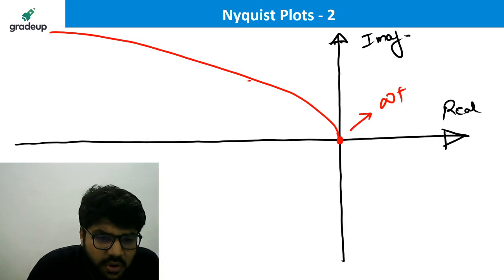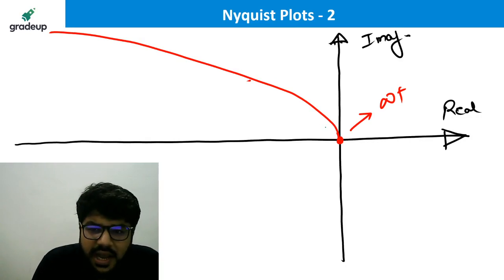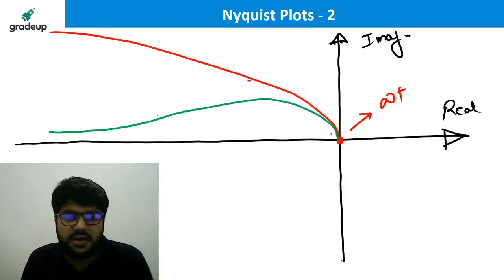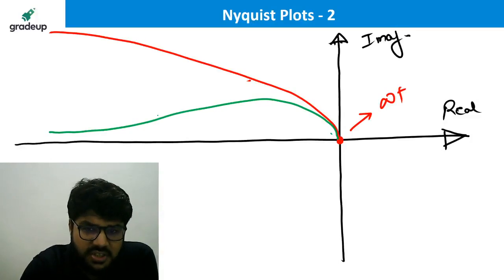Once again, why I'm telling you this: in some of the Indian author textbooks, the graphs are given to be like this. This is the wrong graph for 1 upon s square 1 plus st. This is not correct.